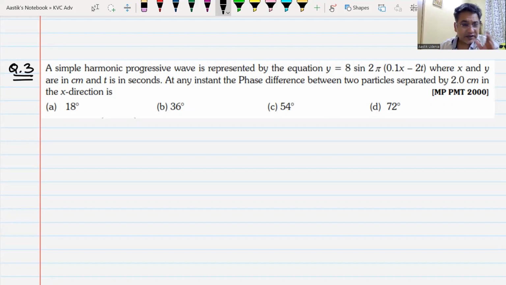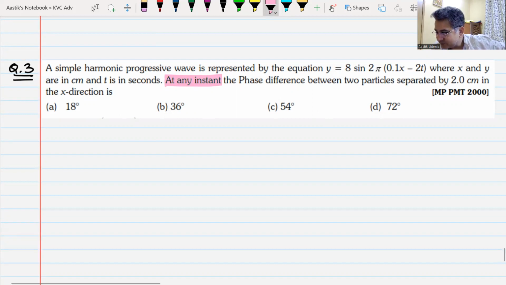Marvelous thing. A simple harmonically progressive wave is given by the equation y equals 8 sine 2 pi something, when x and y are in centimeters and t is in seconds. At any instant, that means at the same time, what is the phase difference between two particles separated by a distance of 2 centimeters on the x-axis? Phase difference. I'll give you 2 minutes to give me the answer.